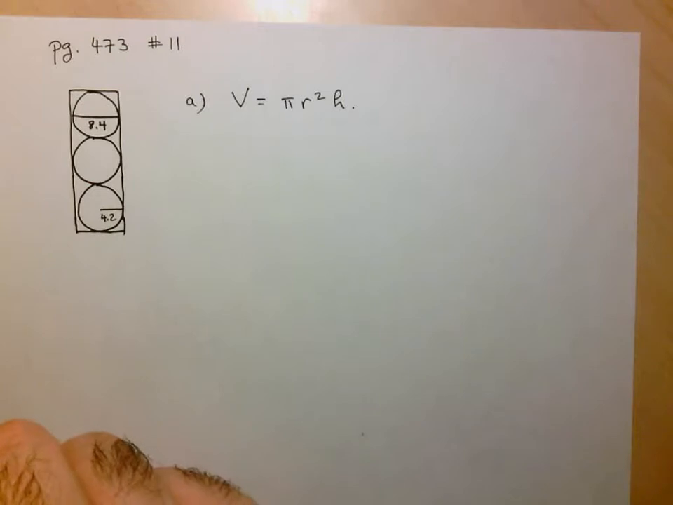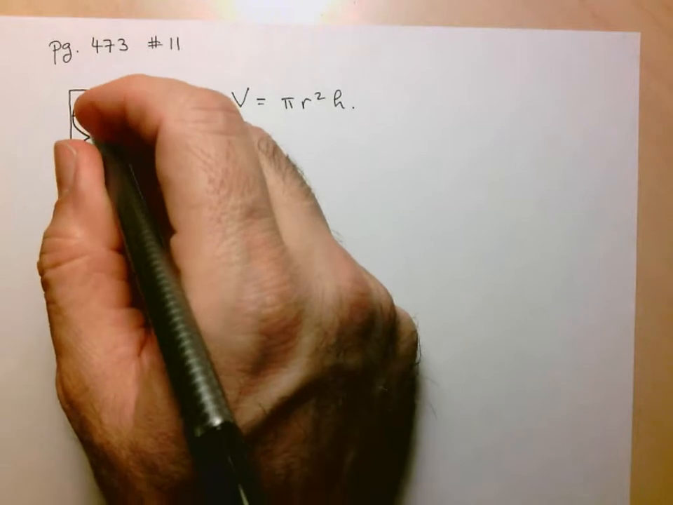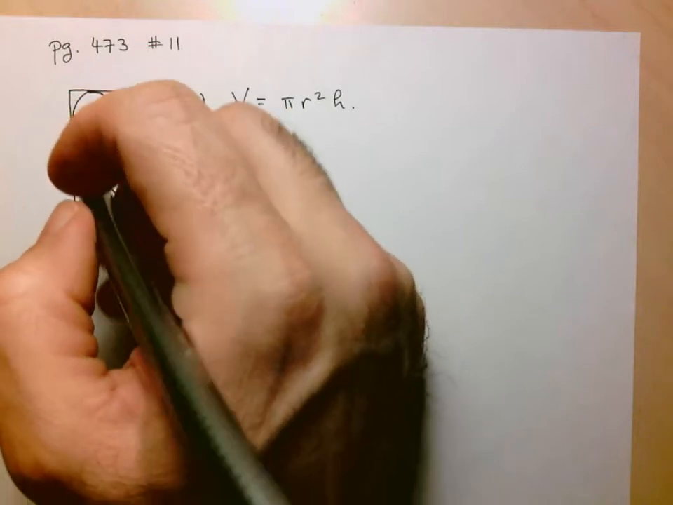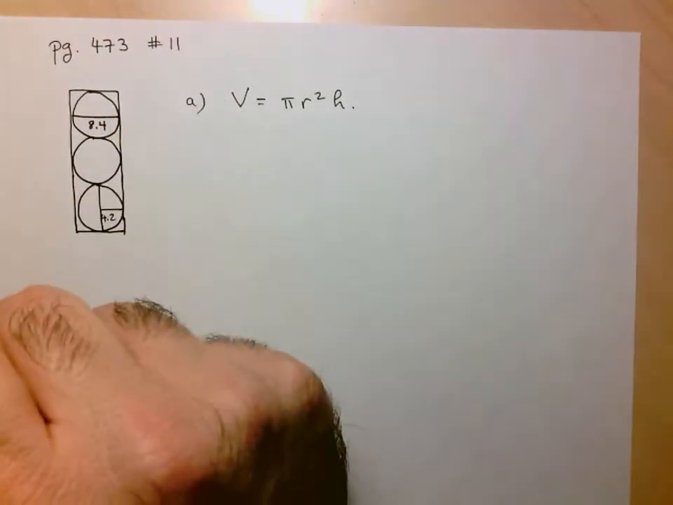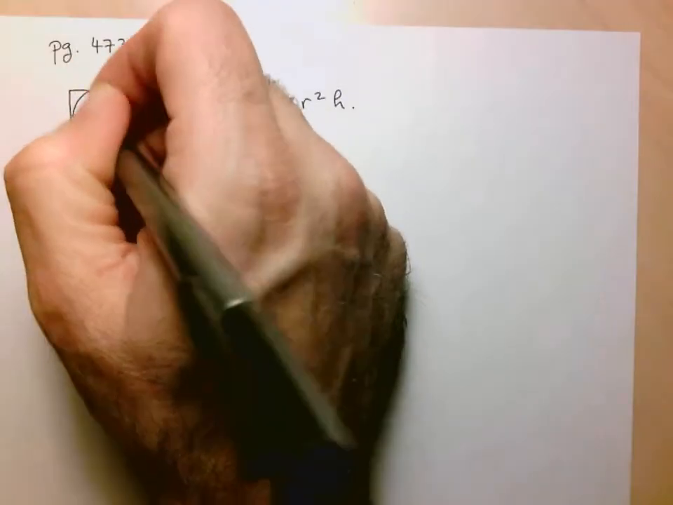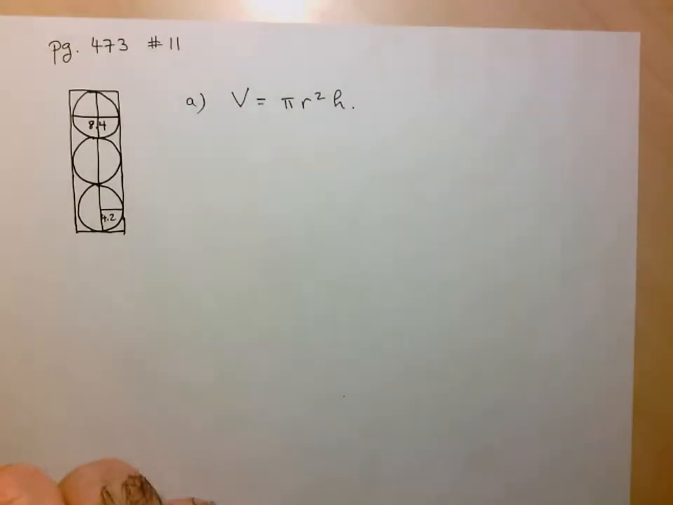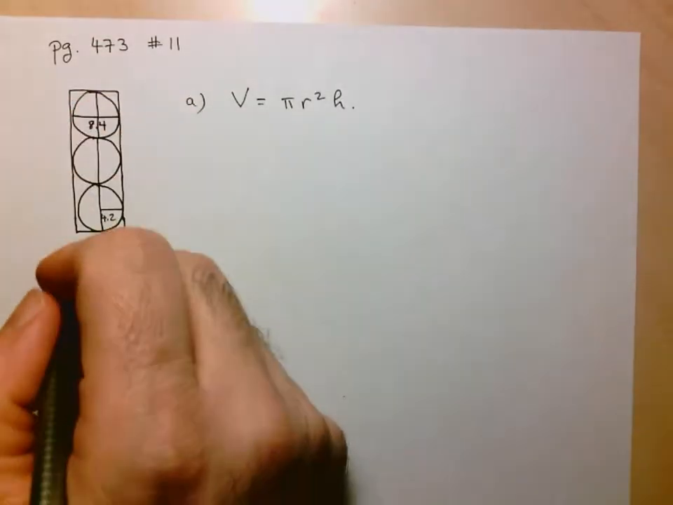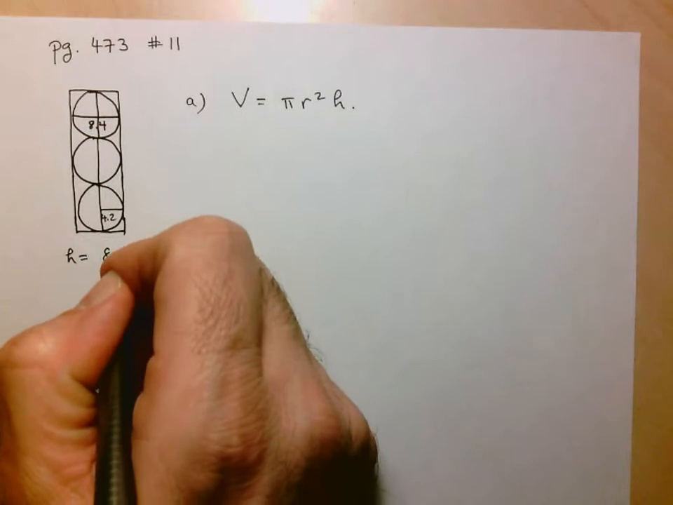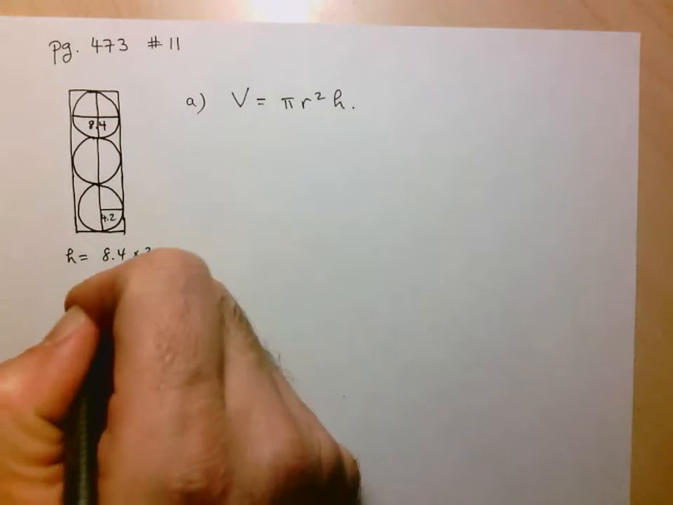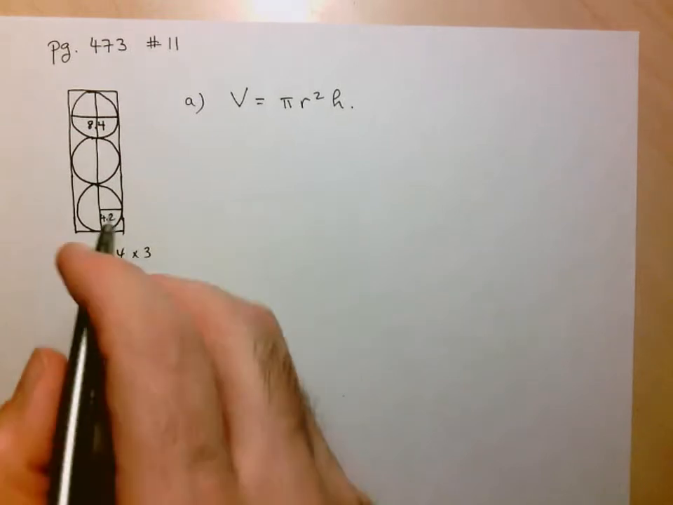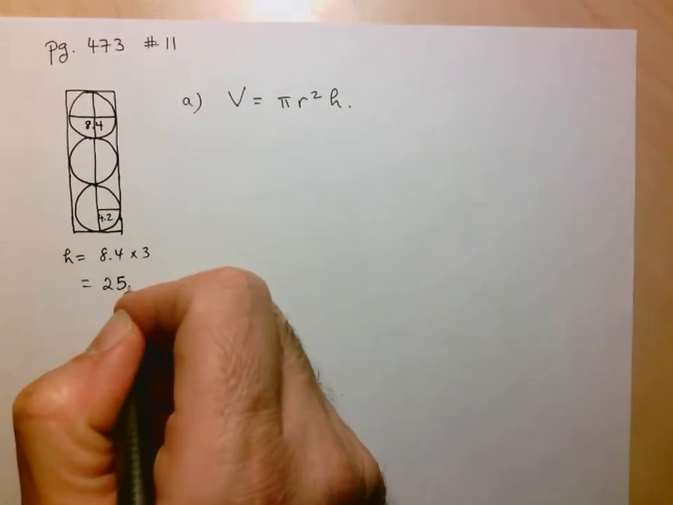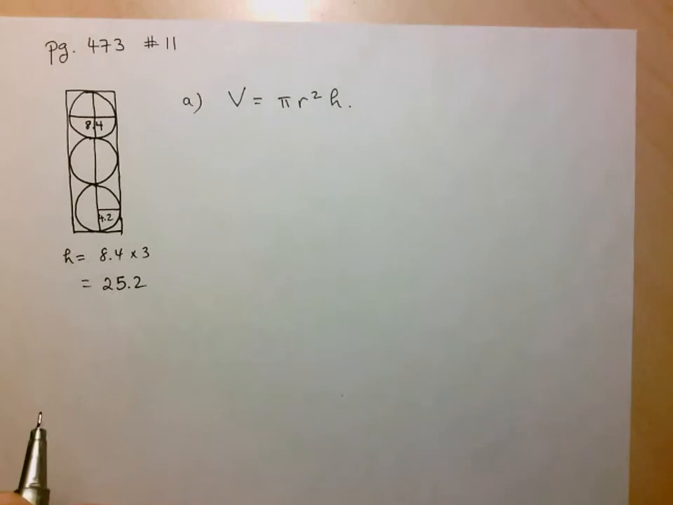Okay, and the next thing that I have to calculate is the height of this can. Well, since we have these 3 tennis balls that are placed one on top of the other, again tightly, I realize that the height of each tennis ball is just the diameter. So I've got 1, 2, 3 diameters that make up the height of this can. So h is equal to 8.4 times 3. So 8 times 3 is 24, and 4 times 3 is 1.2. So we've got 25.2. Okay, of course, do it in your calculator if you need to.